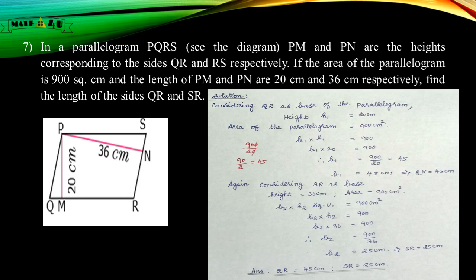Again, considering SR as base, height is equal to 36 centimeter, area is equal to 900 centimeter square. b2 into h2 square units is equal to 900 centimeter square. b2 into h2 is equal to 900. b2 into 36 is equal to 900. b2 is equal to 900 divided by 36, that is equal to 25 centimeter, which implies SR is equal to 25 centimeter. Therefore, QR is equal to 45 centimeter and SR is equal to 25 centimeter.